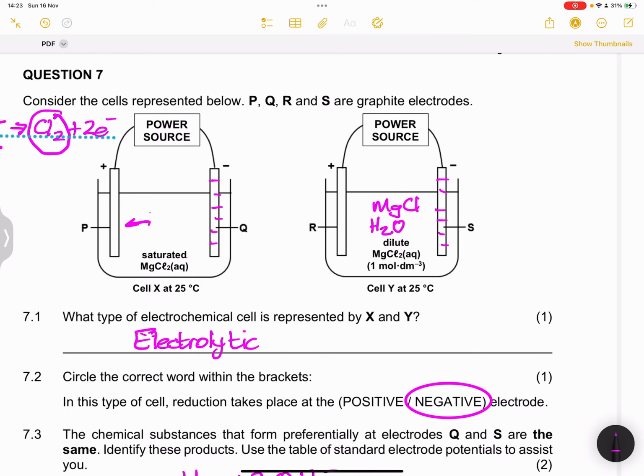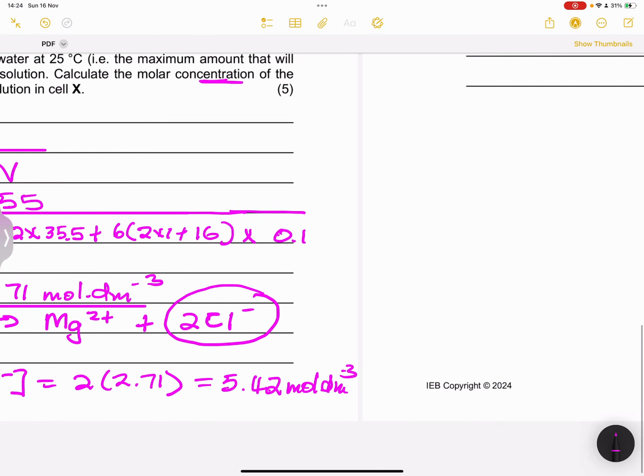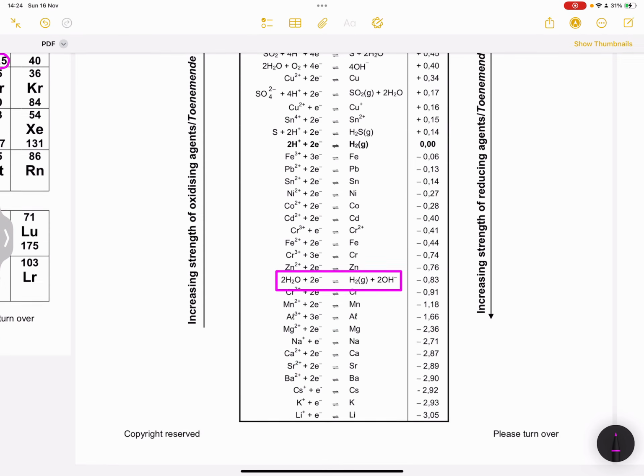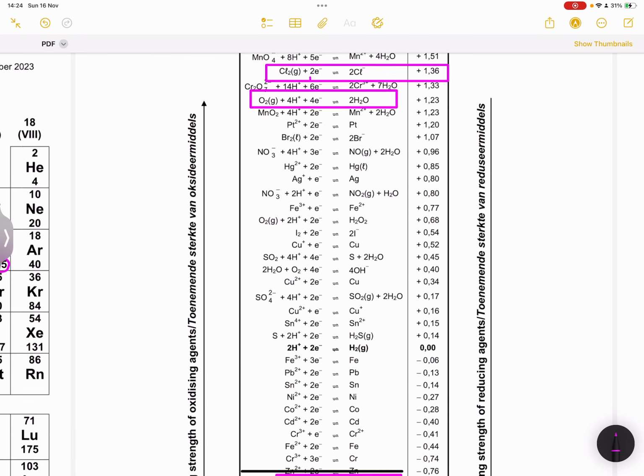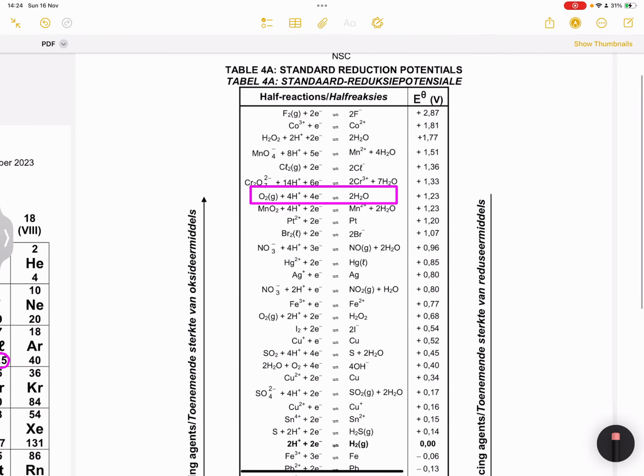Okay, but what happens in this case? Magnesium chloride, or rather let me say H2O, is a stronger reducing agent than the chloride ions. And this you can see from your table, and I'm going to show you in just a bit. Anytime that you look at this table, right? So I've just shown you the two reactions there.